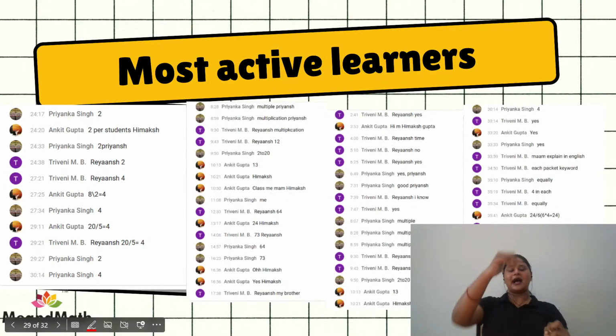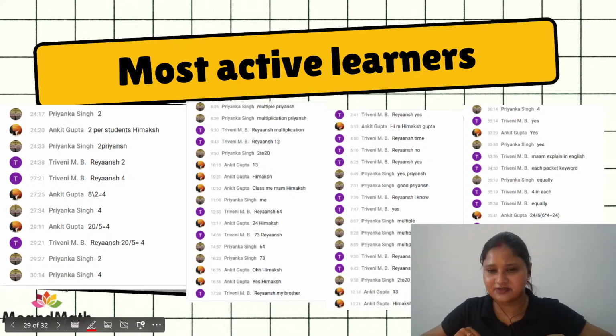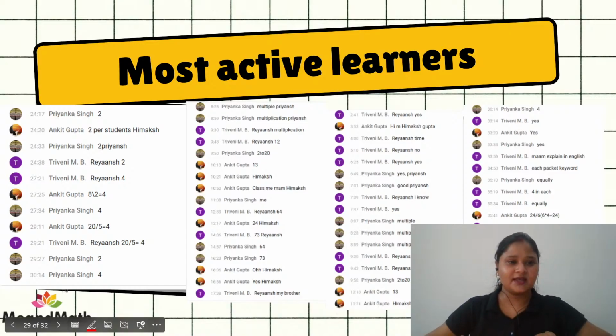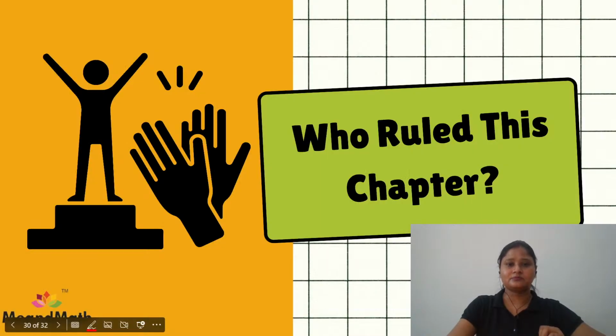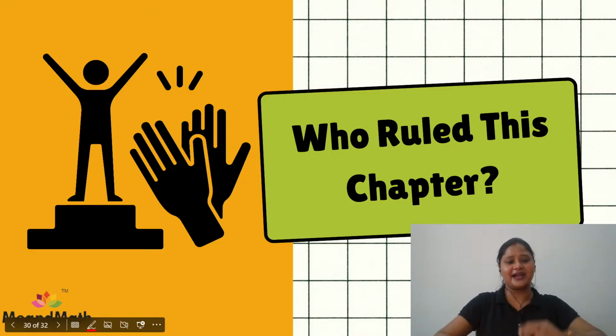Okay, so here are the most active learners of our previous live session. So congratulations to all the kids. I can see Rayansh is so active, Priyansh is active, Himaksh is there. Amazing kids, keep up the good work. Okay, and be active like this to learn more. And who ruled this chapter today? I think it was Rayansh and Priyansh who were very active in answering all the questions. Okay, so congratulations.